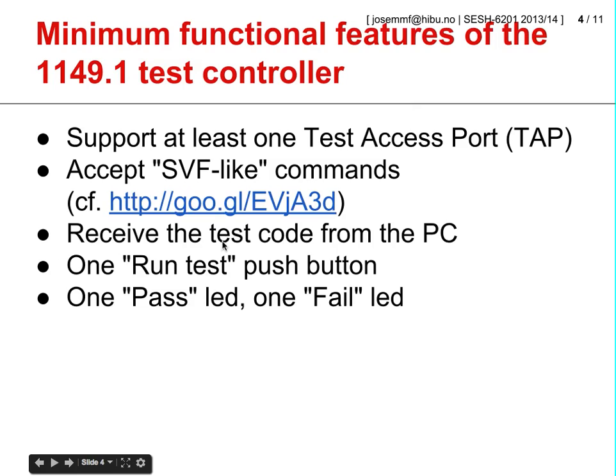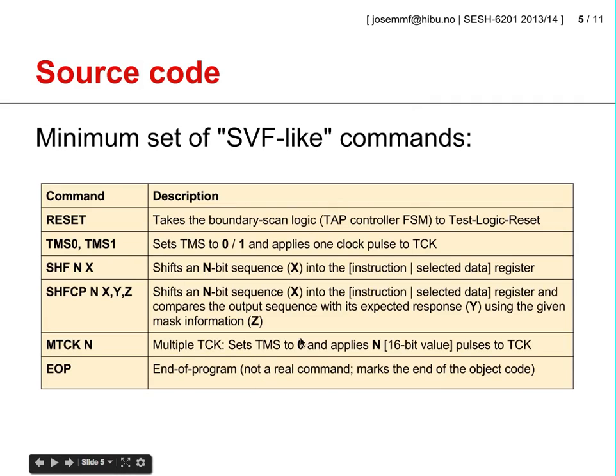Our system should receive the test code from the PC using a communications channel of your choice, as has been said. And it should support one push button for running the test and two LEDs to show the test result, either pass or fail. Now, the source code comprises this set of commands shown in this table.